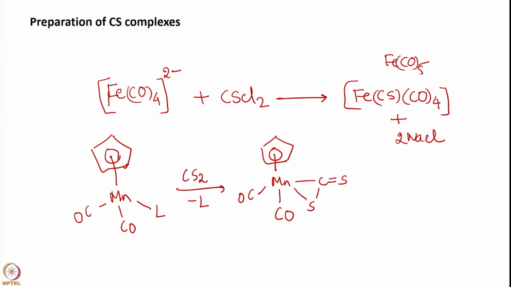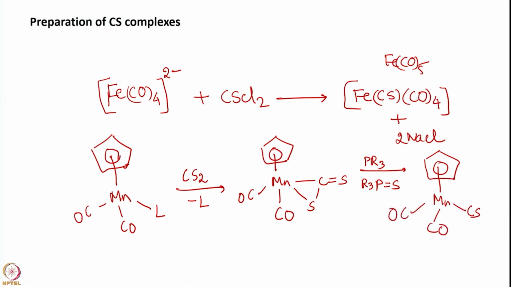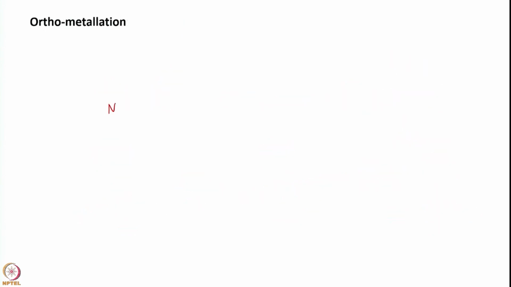So, initially it forms a compound like this. Now, we will add a tertiary phosphine. It abstracts the sulfur to form, so, this is how one can conveniently use one of the available methods to make these compounds. Let me write one more method of preparation using sodium amalgam.